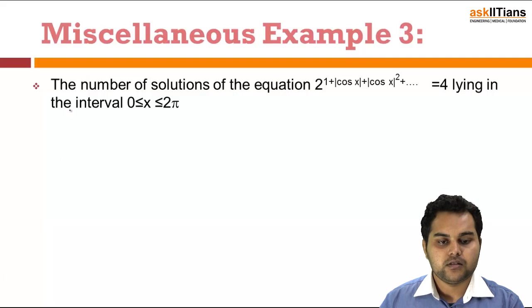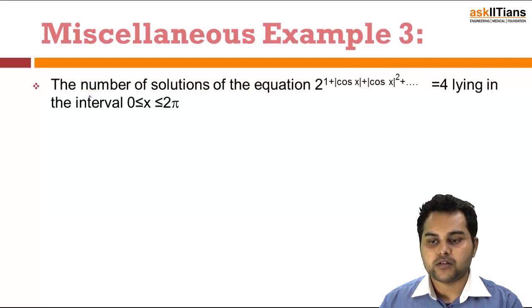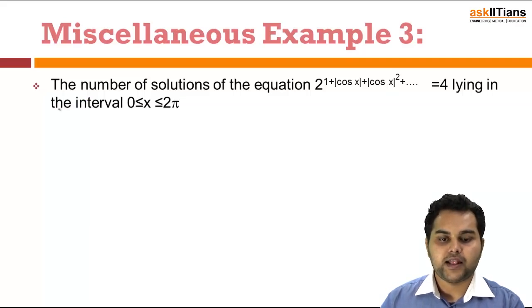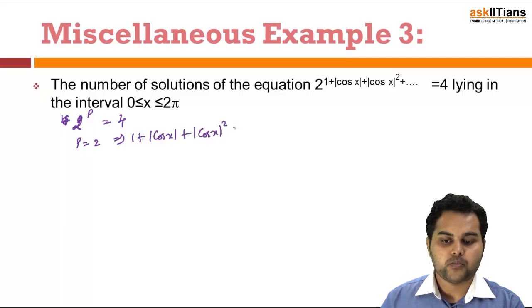The next problem is the number of solutions of the equation 1 plus mod cos x plus mod cos square x, that is mod cos x whole square, plus and so on up till infinity, is equal to 4, lying in the interval 0 to 2 pi. So let's proceed with this. I'll call the whole expression as 2 raised to p is equal to 4. So I'll say that p is equal to 2, which would mean 1 plus mod of cos x plus mod of cos x square plus up till infinity is equal to 2.